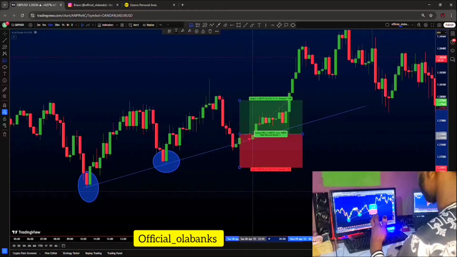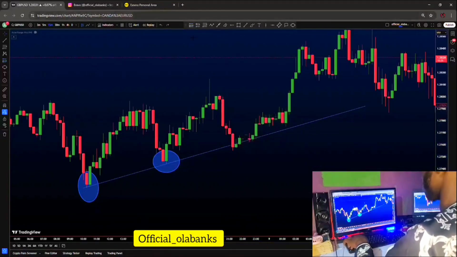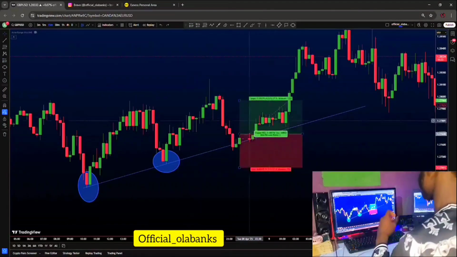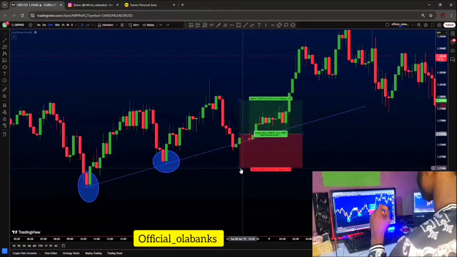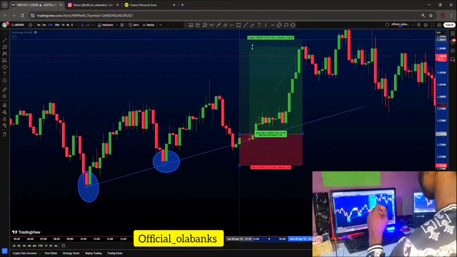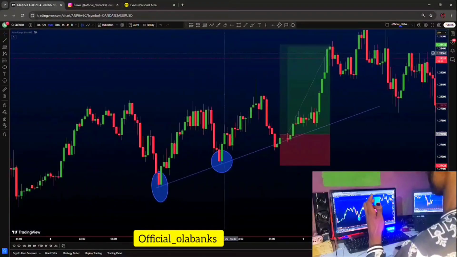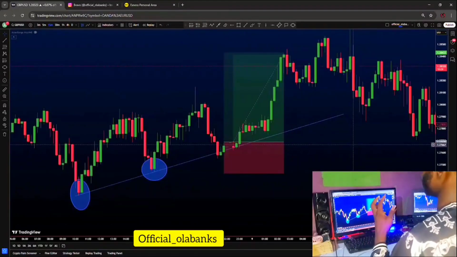So just like that, you come here, your stop loss just slightly below this low, and target anything. You will be expecting the price to create a higher high. And that's how you get to catch a trade.